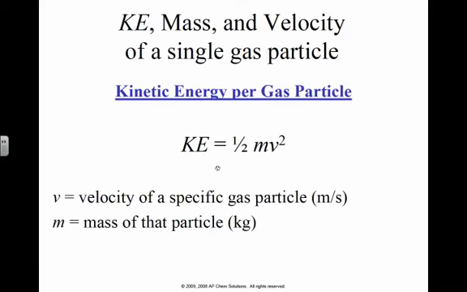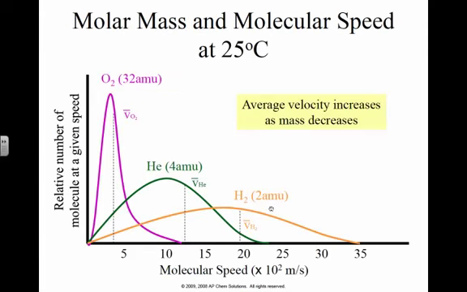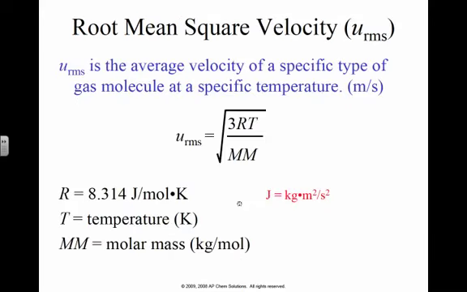What is the kinetic energy per gas particle? Well, that's going to be 1/2 mv squared. Okay, but remember, the larger the mass, the lower the velocity. Velocity is going to be measured in meters per second, and the mass of the particle will be in kilograms. And once again, remember, the larger the mass, the slower the speed. Here's molecular speed right here. Hydrogen has a larger speed than oxygen.